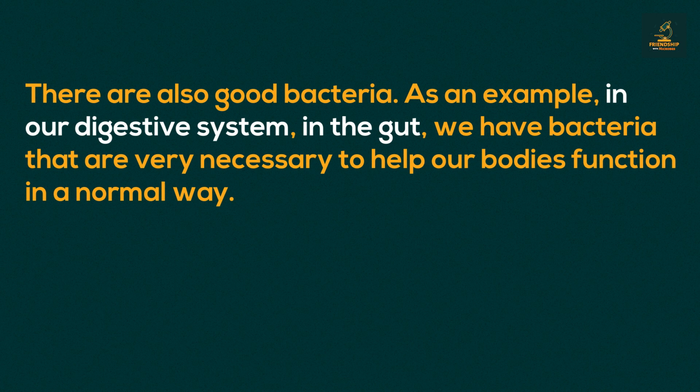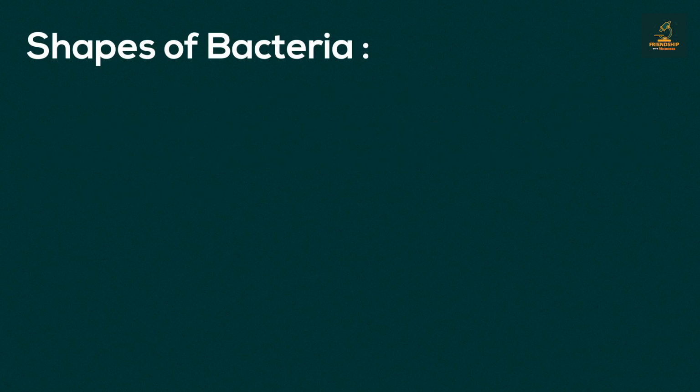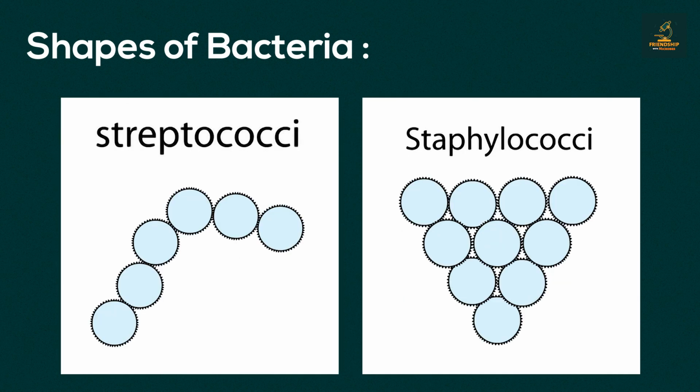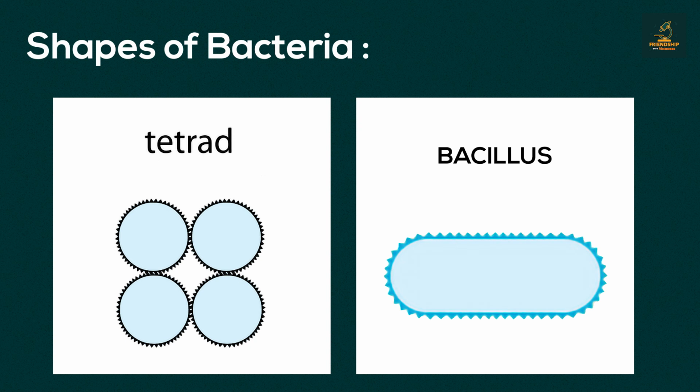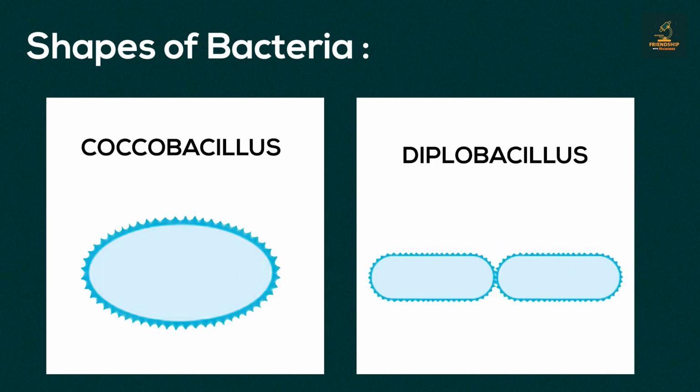As an example, in our digestive system, in the gut, we have bacteria that are very necessary to help our bodies function in a normal way. But did you know what is interesting about bacteria? In our bodies we have 10 times more bacterial cells than human cells. Have a look at the shape of bacteria. Bacteria are microorganisms that come in various shapes. They can be coccus, diplococcus, streptococcus, staphylococcus, tetrads, bacillus, coccobacillus and diplobacillus, etc.